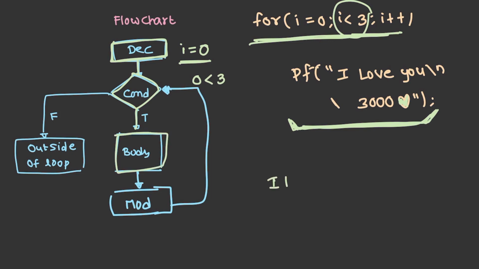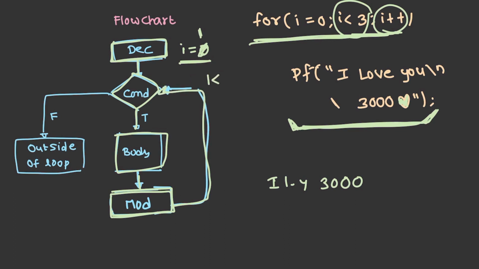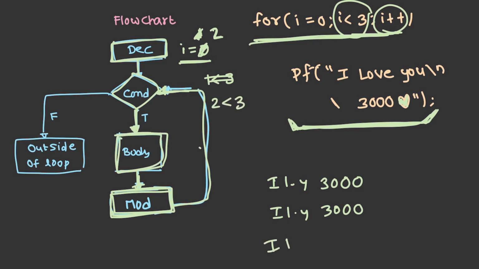This will be printed, so "I love you 3000" is printed once. After that, modification has to happen, that is, increment the value of i. So the value of i is now changed to 1 and the control has shifted to the condition. Now 1 is still less than 3, so again the body will be executed and it will be printed one more time. After this, the modification is repeated, the value of i changes to 2 and the condition is checked again. 2 is still less than 3, so it proceeds further and is printed one more time, and the modification happens. Now the value of i becomes 3. Is 3 less than 3? It is false, right? So it comes outside of the loop and the printing ends.